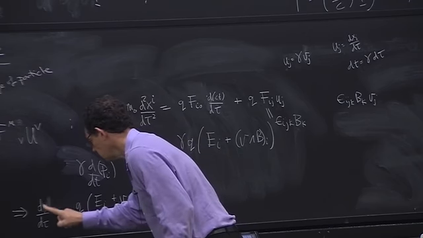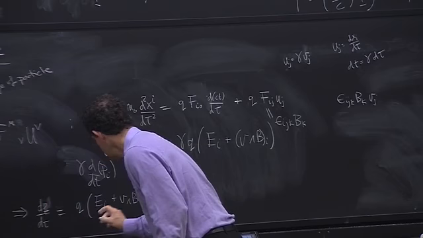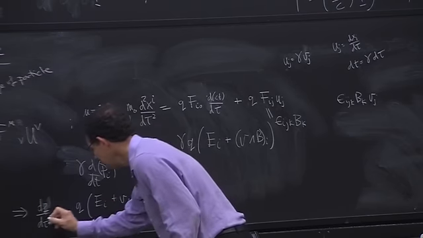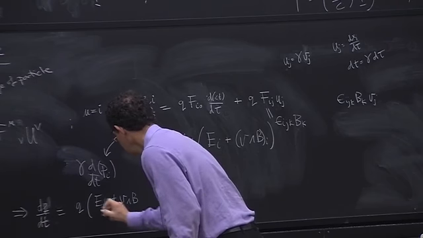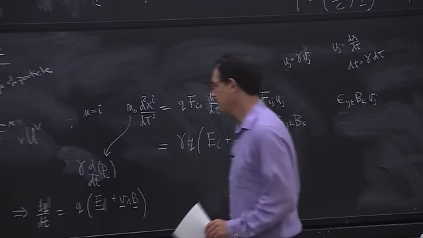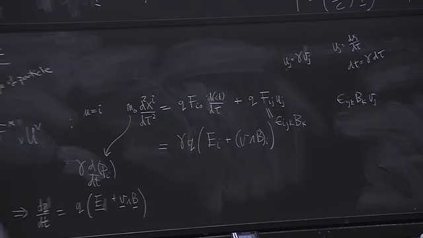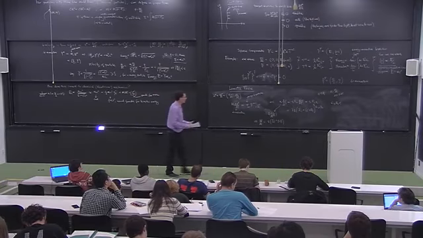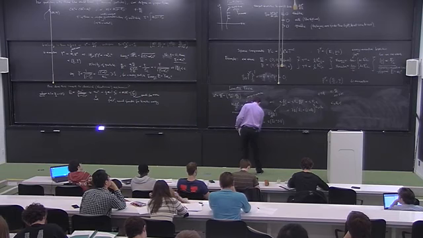Let's write it as a spatial vector: dp/dt is q(E plus v cross B). Okay, so that's the correct relativistic Lorentz force. And notice that I write it here with d/dt. A force, by definition, is the rate of change of a momentum, even in relativity. And so you use the ordinary time, not the proper time, in this equation.